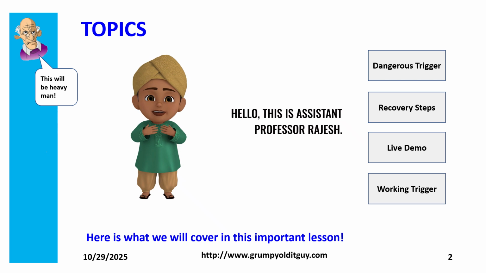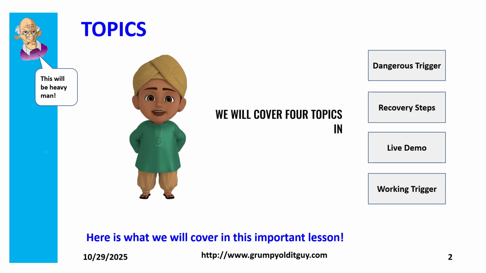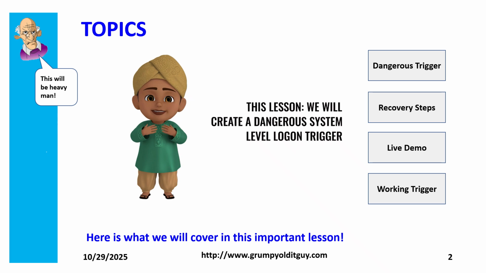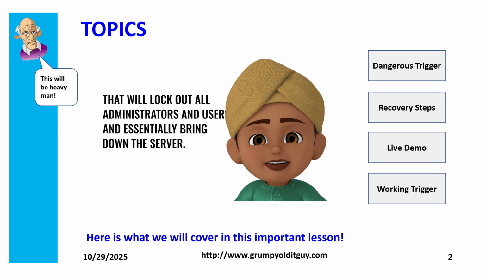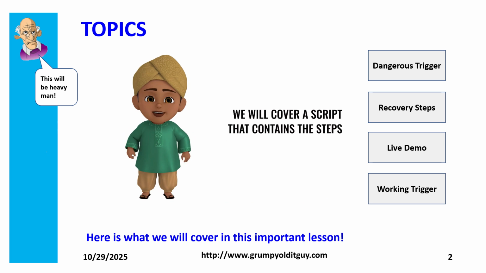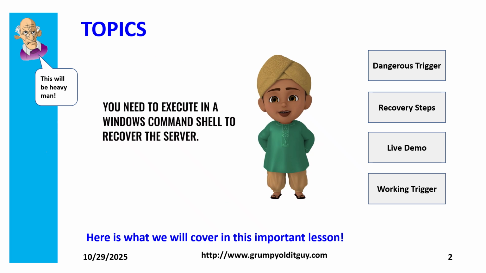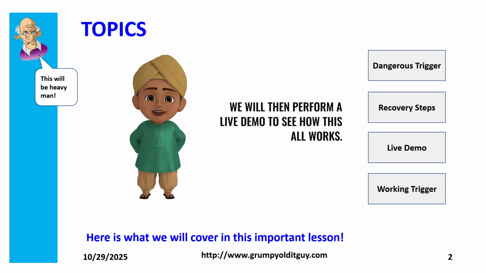Hello, this is Assistant Professor Rajesh. We will cover 4 topics in this lesson. We will create a dangerous system-level logon trigger that will lock out all administrators and users and essentially bring down the server. We will cover a script that contains the steps you need to execute in a Windows command shell to recover the server. We will then perform a live demo to see how this all works.